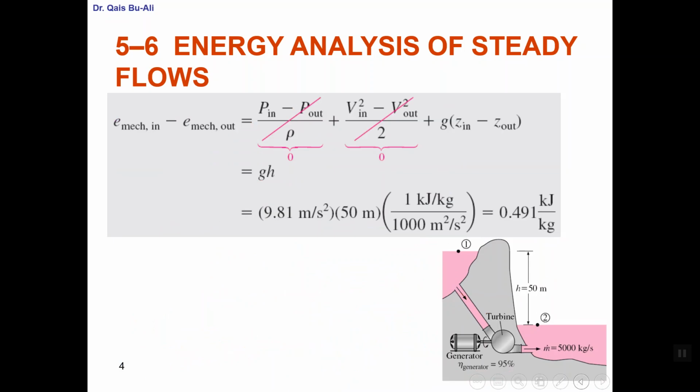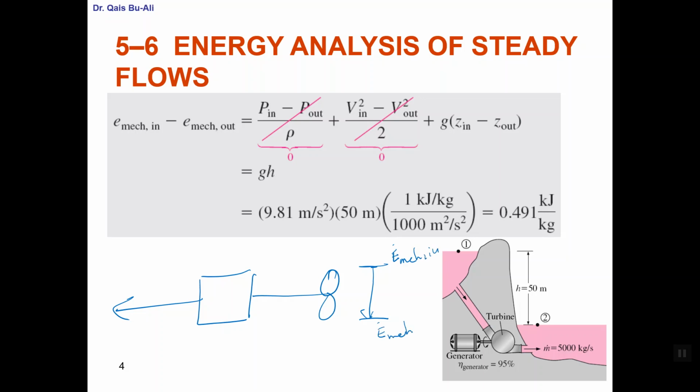So the first thing to do is to calculate the change in the mechanical energy of the fluid. So this is the turbine. The fluid is coming from here, which is E mechanical in, and this is E mechanical out. And we said delta E mechanical of the fluid is equal to E mechanical out minus E mechanical in.